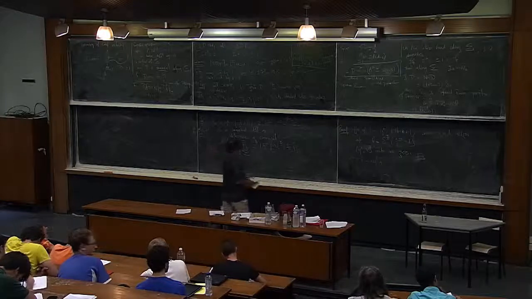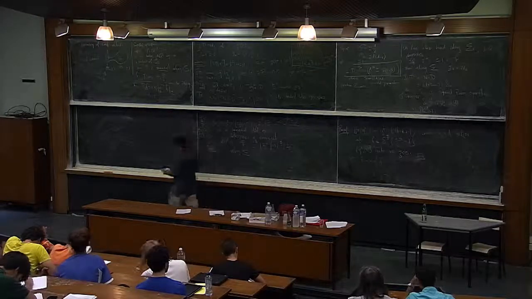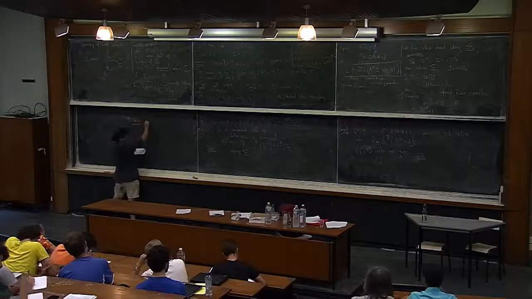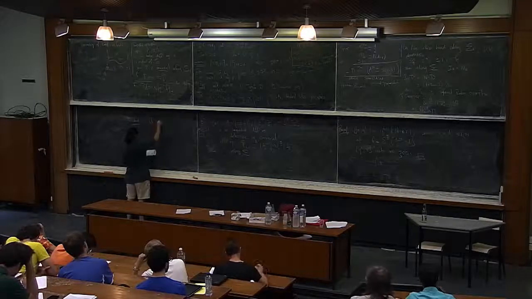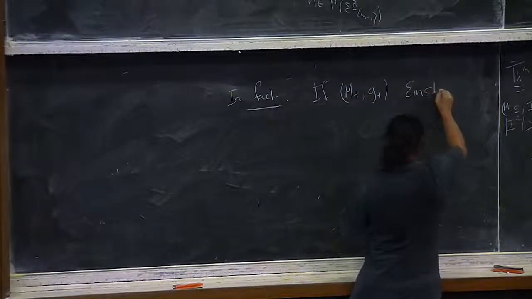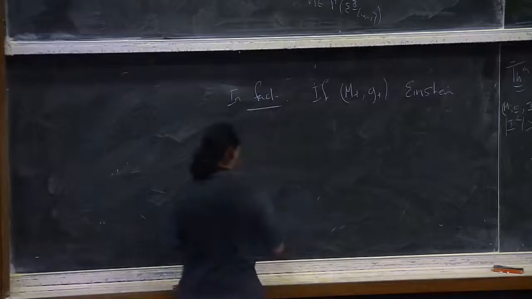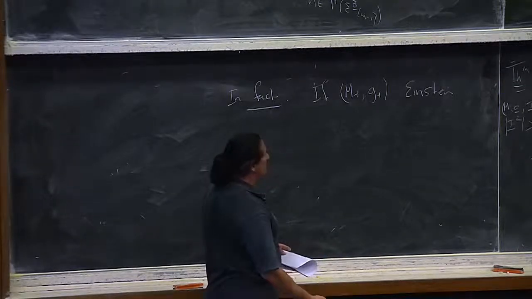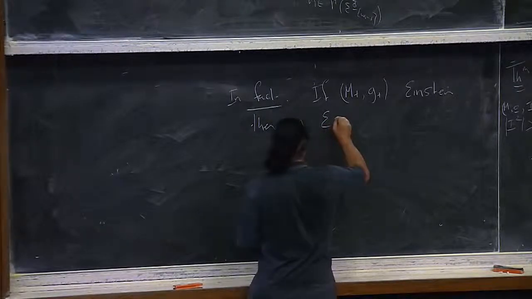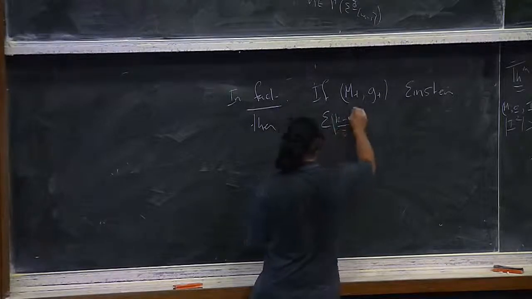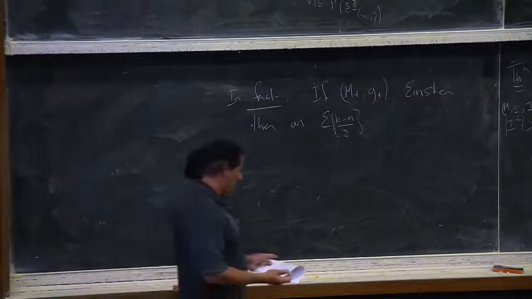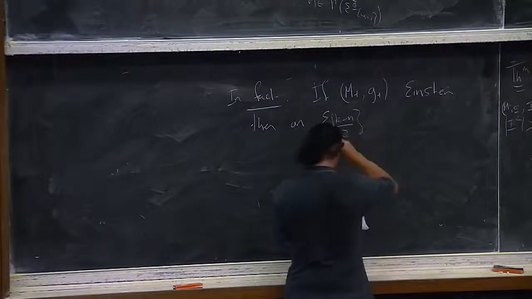Okay. In fact, if M plus, G plus is Einstein, Einstein with non-zero cosmological constant, I mean, then on k minus n on 2, so these densities, these ambient densities, restrict to densities on the boundary of the same weight. That all works out. You can show that.